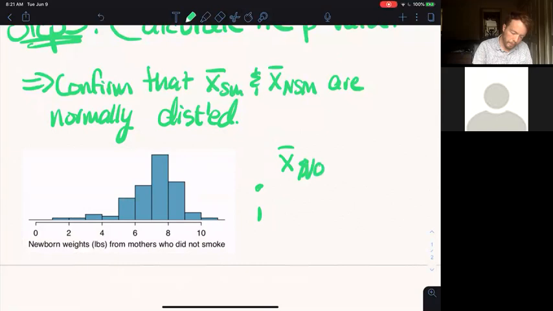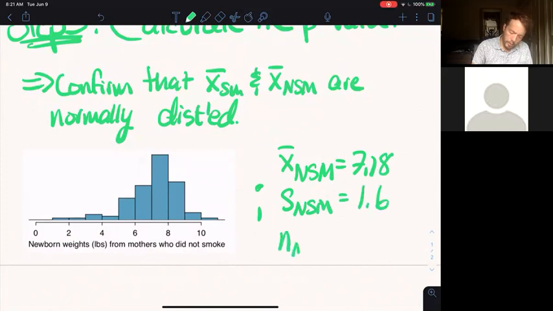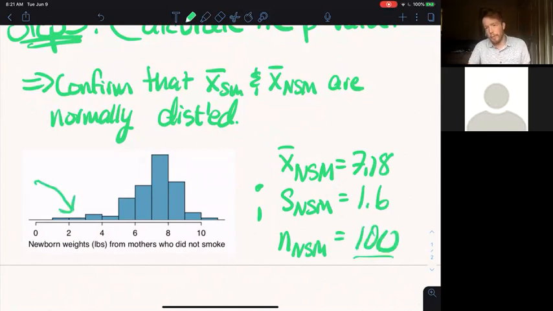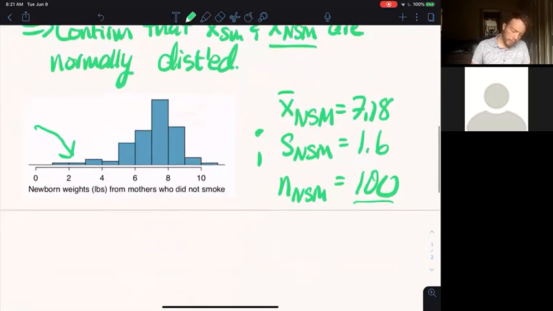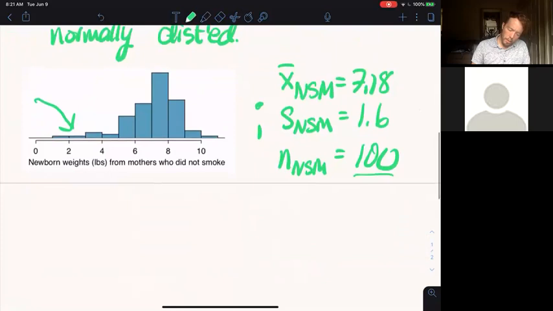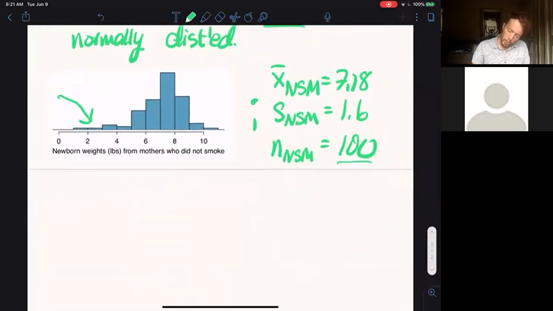So X bar non-smoke was 7.18. The standard deviation of this is 1.6, and the sample size is 100. There's definitely a left skew here, but a sample size of 100 is large enough for us to still apply the central limit theorem, and by the central limit theorem, X non-smoke is normal. So we've done this for non-smoke. Let's now do it for smoke.